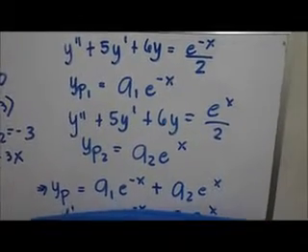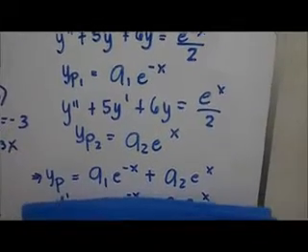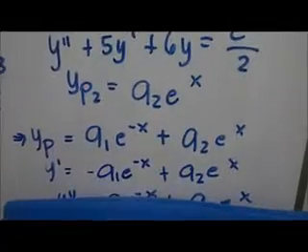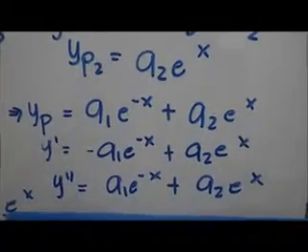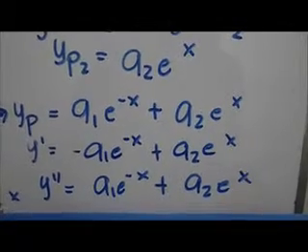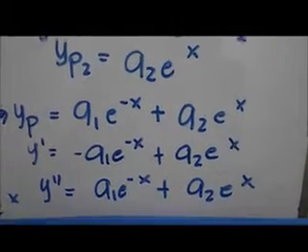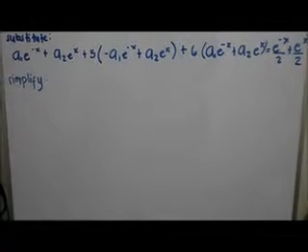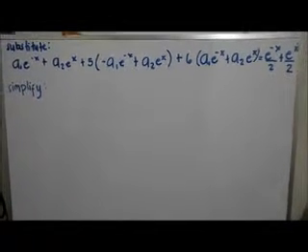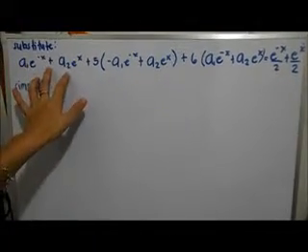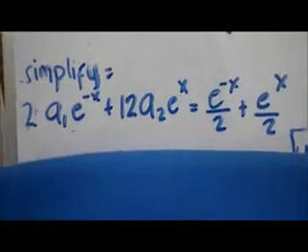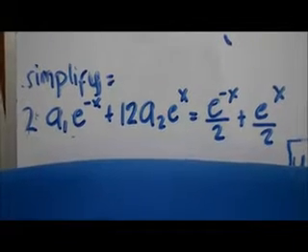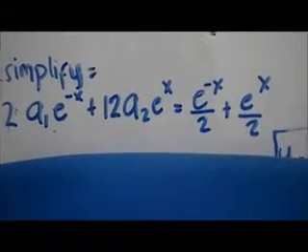To get the unknowns, differentiate yp. So the first derivative of yp is negative a1 e to negative x plus a2 e to the x. And the second derivative is a1 e to negative x plus a2 e to the x. Then substitute it into the differential equation. So the first derivative and the second derivative of yp are substituted into the differential equation, which is y double prime plus 5y prime plus 6y is equal to cos x. So this is the substituted equation. So simplifying the substituted equation, 2a1 e to negative x plus 12a2 e to the x equals e to the negative x over 2 plus e to the x over 2.